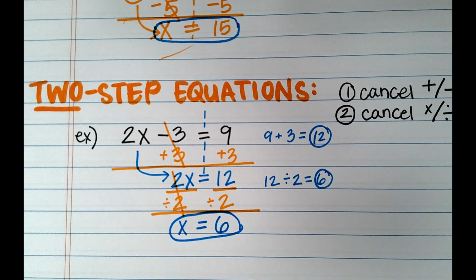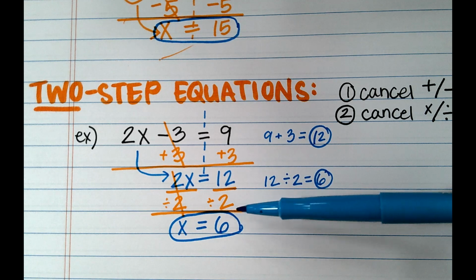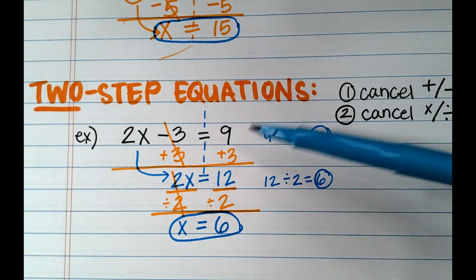Okay, so these were our 2 steps. Step 1, we added 3. Step 2, we divided by 2. 2-step equations.